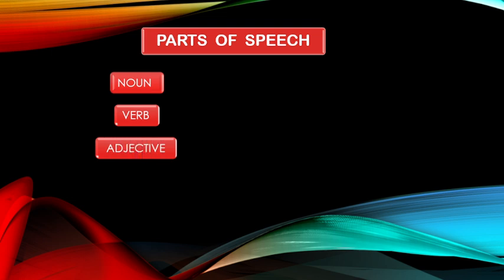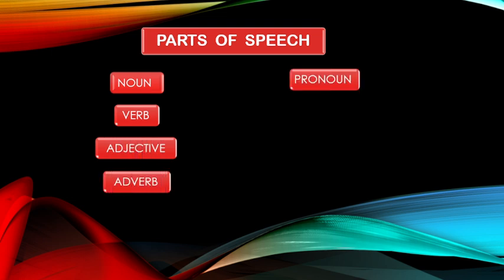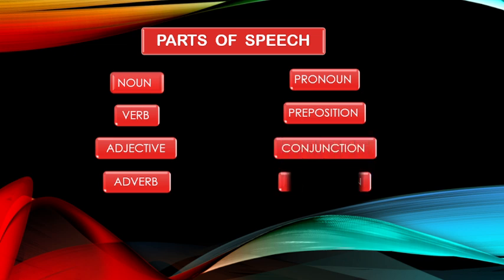So without any further delay, let's see what parts of speech we have come across: noun, verb, adjective, adverb, pronoun, preposition, conjunction, and finally interjection. These are all the basic parts of speech in English grammar. So let's start with conjunction now.